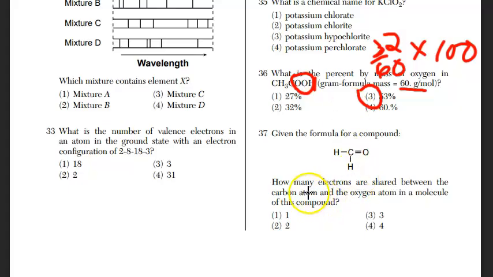the carbon atom and the oxygen atom in the molecule. Well, the carbon and oxygen. Each dash represents one bond, but the number of electrons being shared in a bond is 2. Since I have 2 bonds, 2 times 2, it's going to be 4.